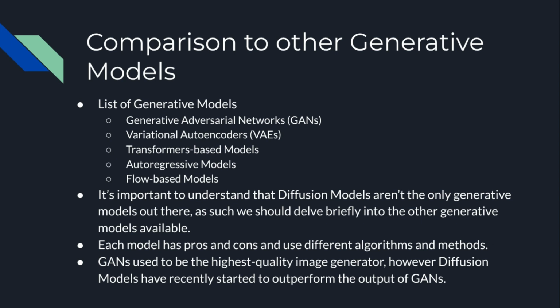For example, generative adversarial networks used to be the highest quality image generator. However, diffusion models have recently started to outperform the output of generative adversarial networks. Other differences include diffusion models only training their reverse diffusion compared to variational autoencoders, which train both their encoder and decoder, which is basically their version of forward and reverse diffusion, respectively. Basically, diffusion models are training one model, while variational autoencoders are training two models.